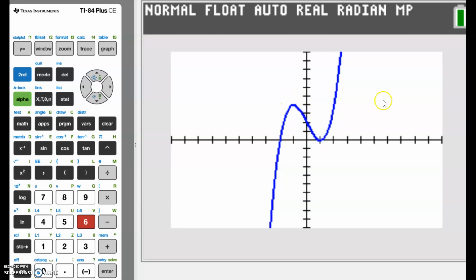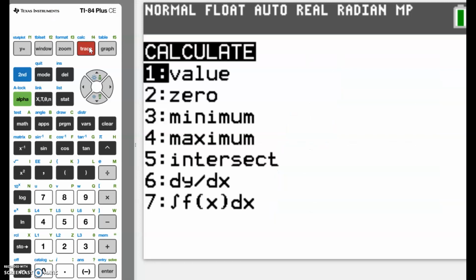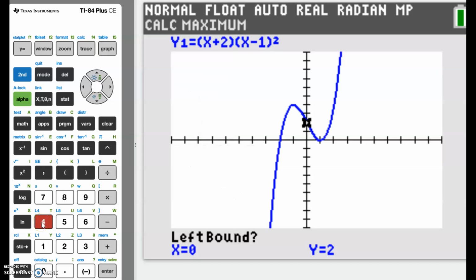So to find the local maximum, you use the calculator. The function is in the same place where most of our stuff is: if I push second and trace, it brings me the calculate menu. Option number 4 is maximum, so you can scroll down or just hit 4. And then it'll say left bound.